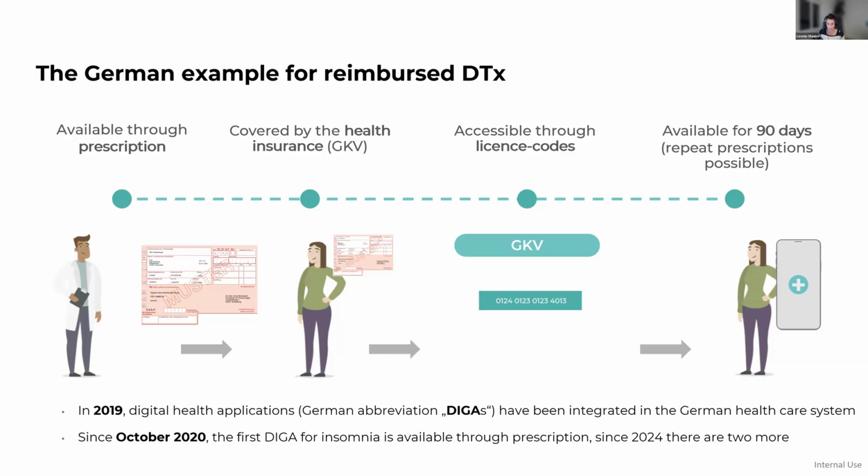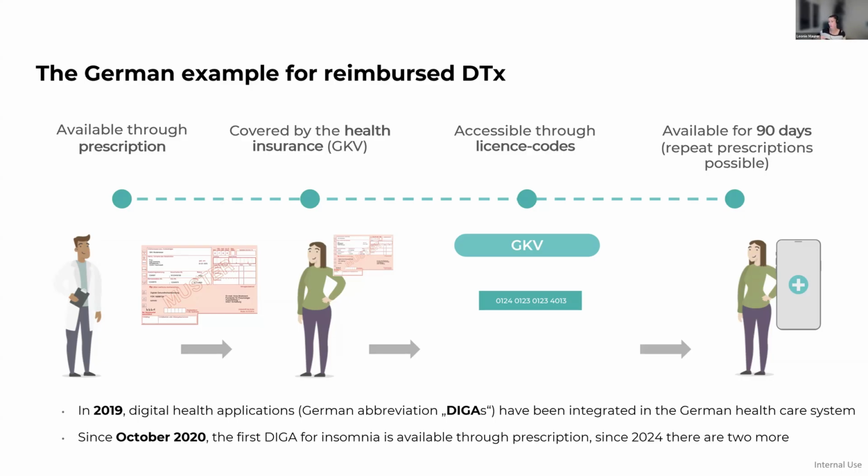So in Germany, there was a new law in 2019 that allowed digital health applications, so-called DiGAs, that were then integrated into the German healthcare system. And since October 2020, the first DiGA for insomnia became available via prescription. And now since 2024, we actually have 2 more. So in Germany, you can now select between 3 different applications. And the access is via license codes covered by healthcare insurances. Then you get the license for 90 days with repeat prescription possible.